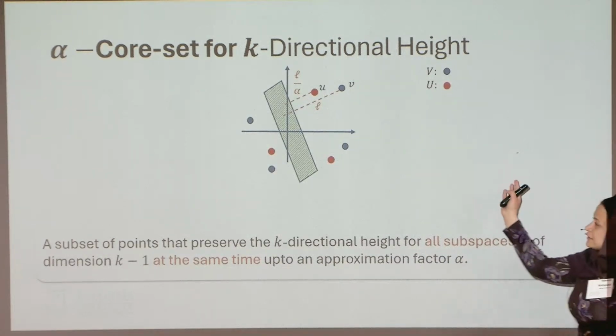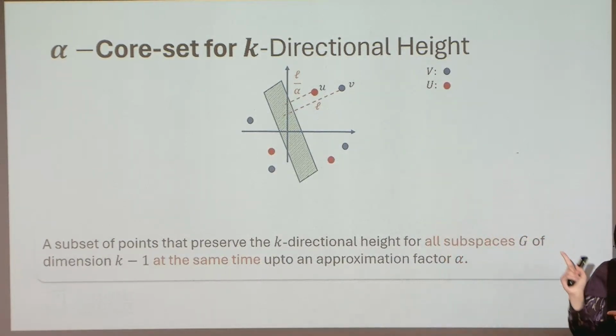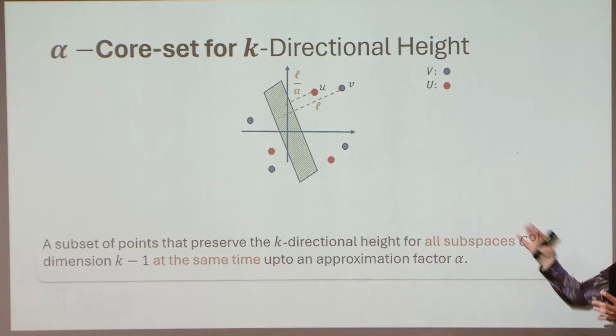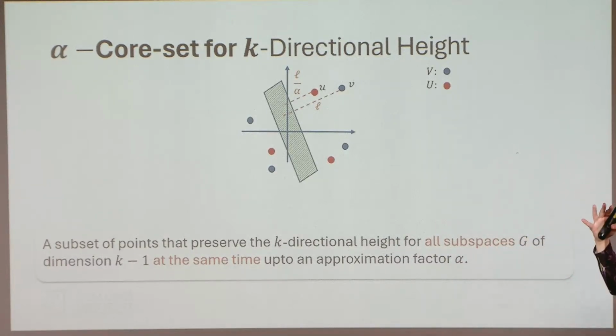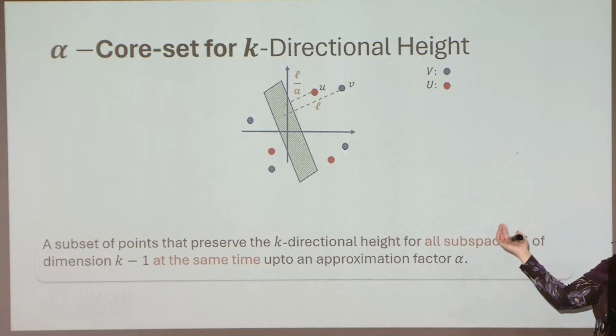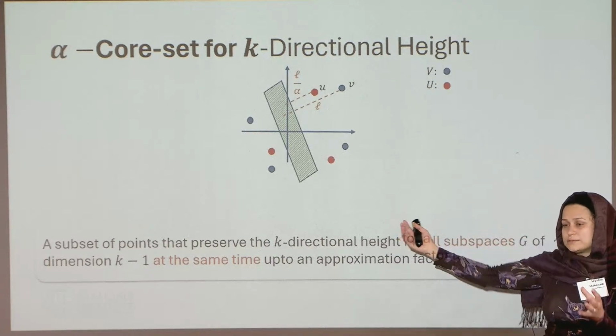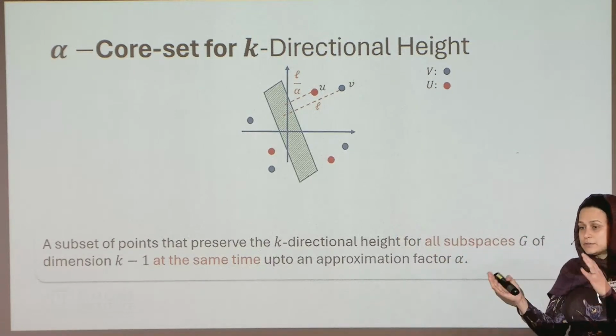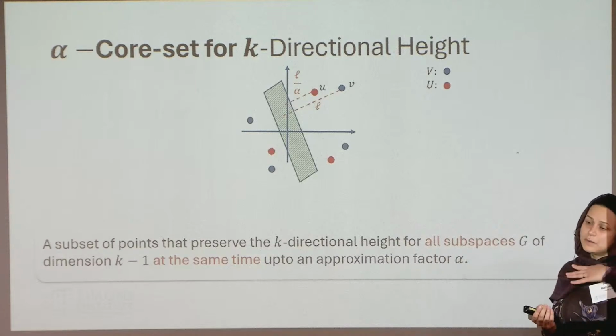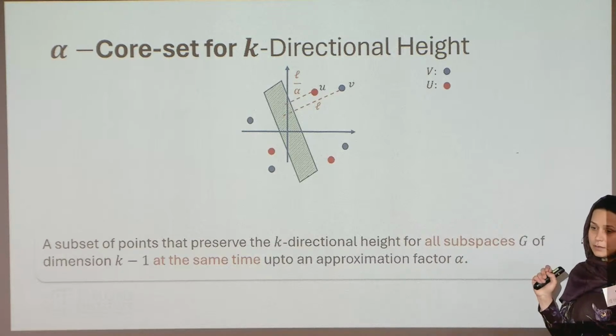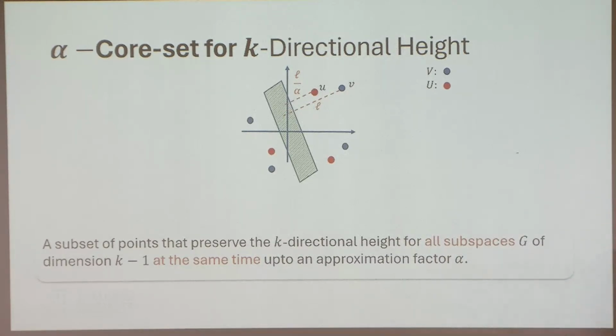So again, here instead of having a single direction, we have a subspace of dimension k-1, and we want to preserve maximum distances to all possible k-1 dimensional subspaces at once. Okay, and we will show that this local search algorithm that out of n points picks only k points is able to preserve maximum distances to all k-1 dimensional subspaces at the same time. So it's basically a coreset. It's producing a coreset for the k directional height problem.